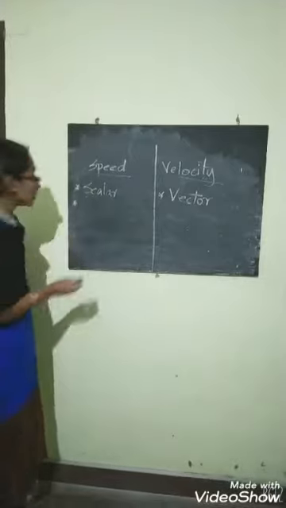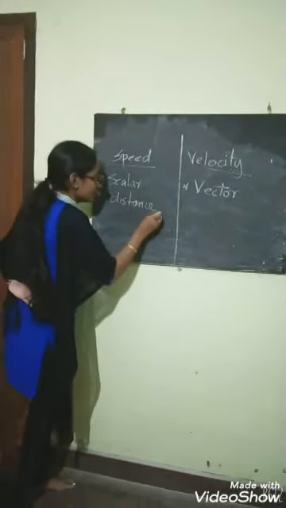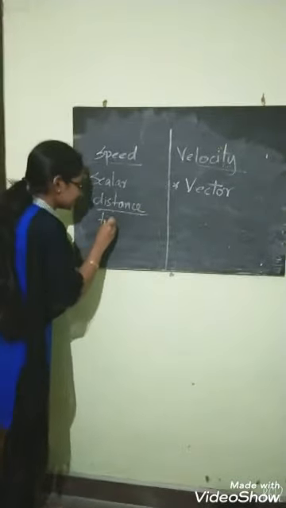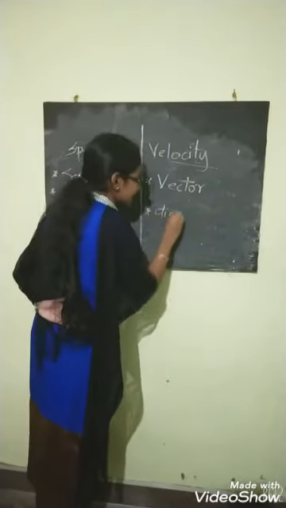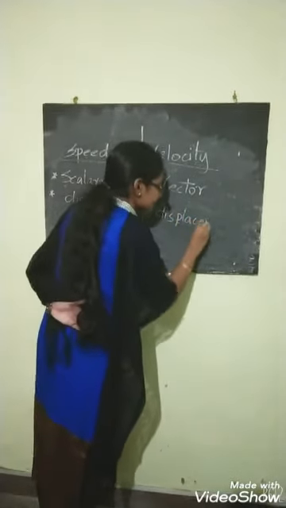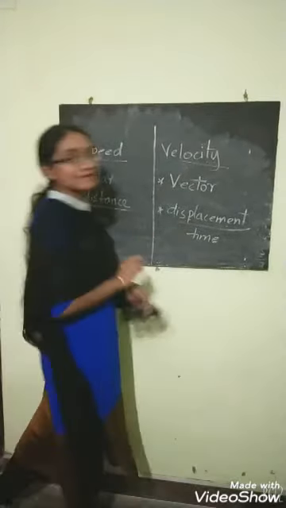The next point is, what is the equation for speed? Speed is equal to distance by time. And for velocity, it is displacement by time. This is the second point. Here it's distance and here it is displacement.